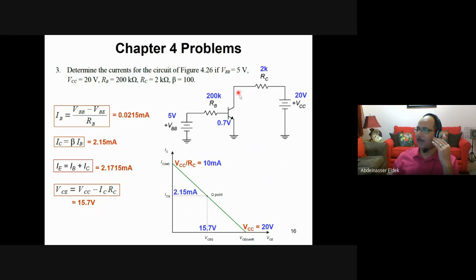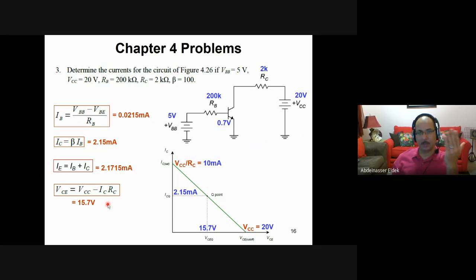If I want to calculate VCE, the voltage here, so this voltage equal what? Equal VCC, which is 20 volt, minus the voltage across this resistor, which is IC times 2K. Okay, so VCE equal VCC, which is 20 volt, minus IC. IC is here, and RC is 2K. So this will give me this voltage here, 15.7.